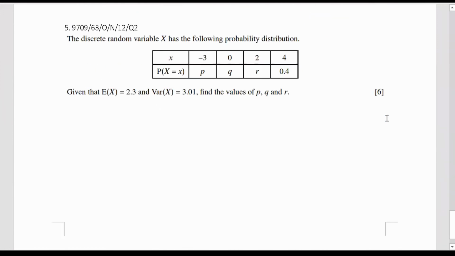All right, so this is question 5 from October/November 2012, variant 63, question 2, which is similar to one of the questions we discussed just now. So please try to answer this question.